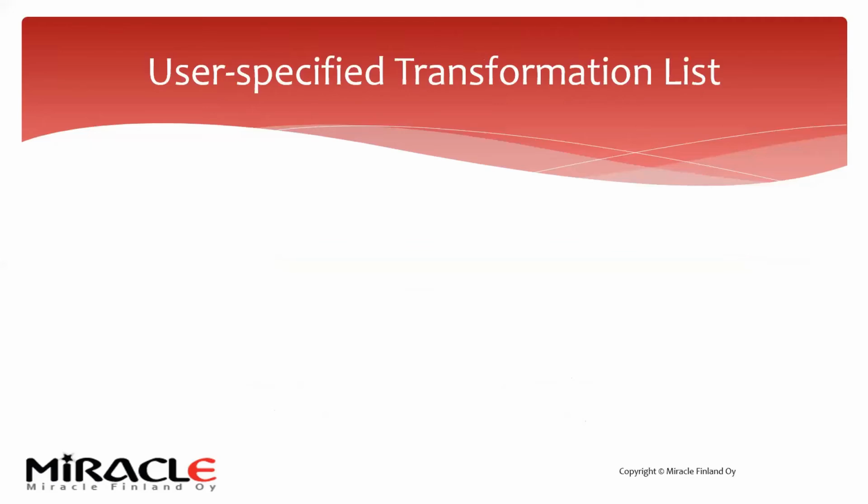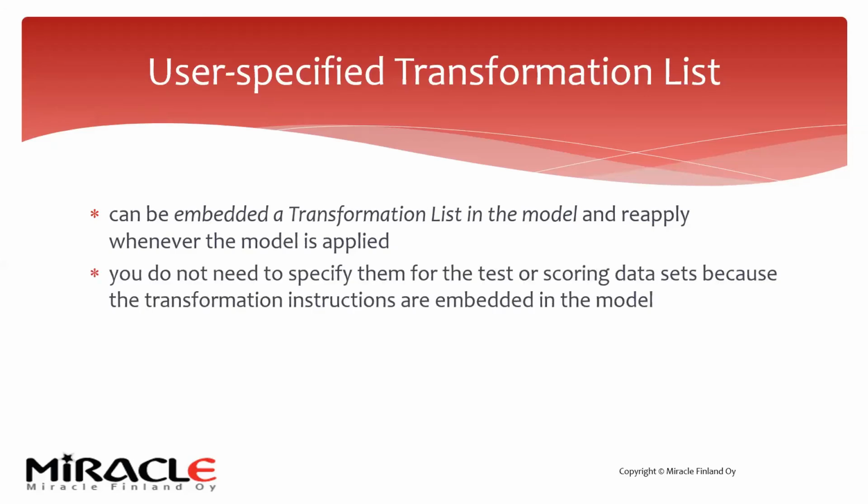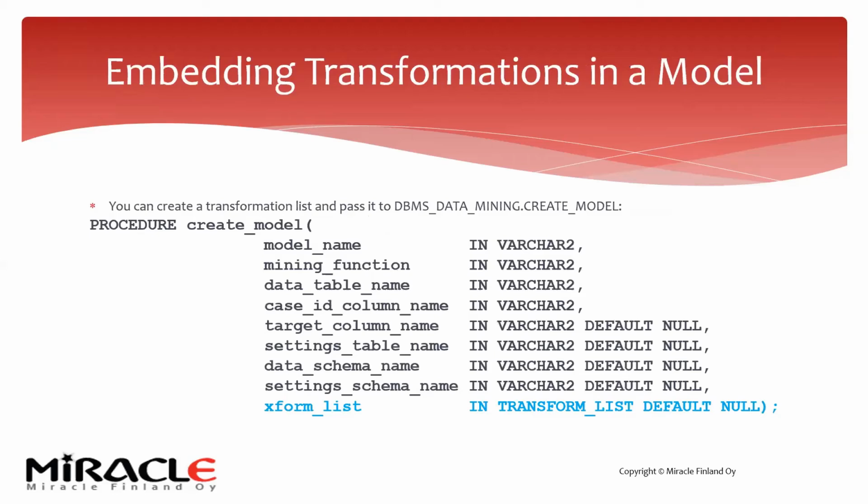This user-specified transformation list can be embedded as a transformation list in the model. And every time a new data set is applied to the model, the same transformations are done. So the very same thing I said about the automatic thing. Whenever a new data set is used with the model, all these transformations are done automatically. So you don't have to define separate rules for test data or deployment data or whatever. It's always there automatically. And this is how you define it.